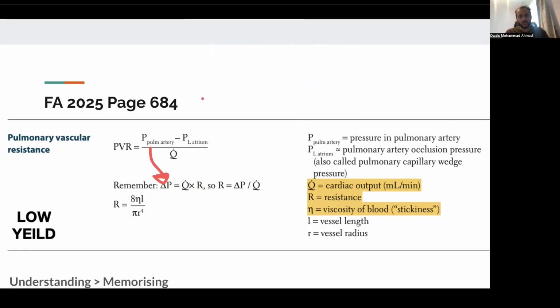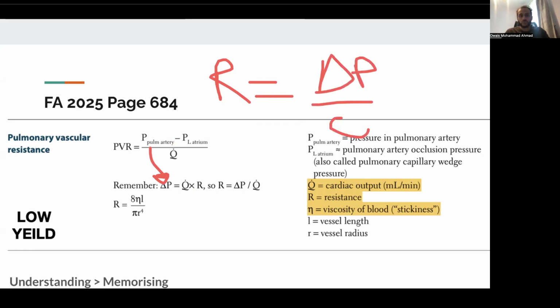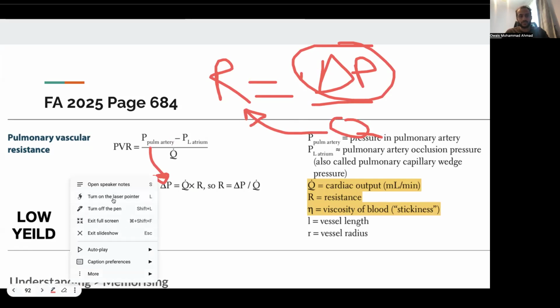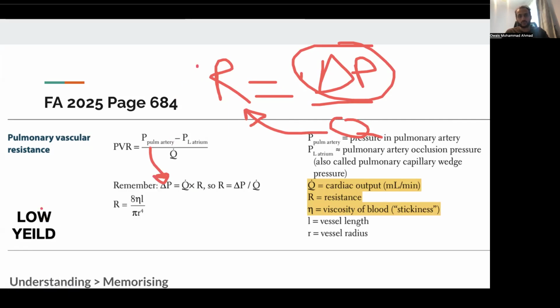So essentially what they're saying, this PVR, they're writing as R, and this pulmonary artery minus pulmonary atrium, they're writing as change in pressure, and over here they wrote Q. So now they're making this the subject of the formula. And how do you make this the subject of the formula? You essentially bring it over here, and you're basically going to get a scenario where Q comes on this side.